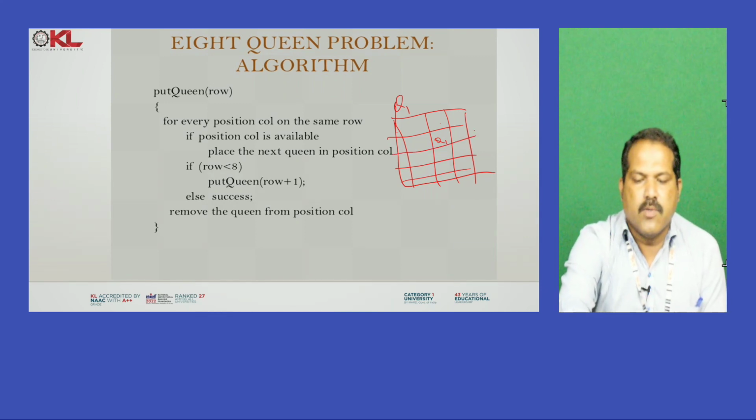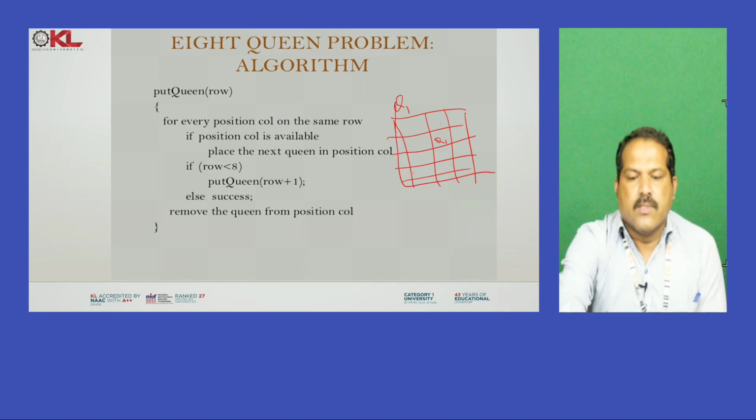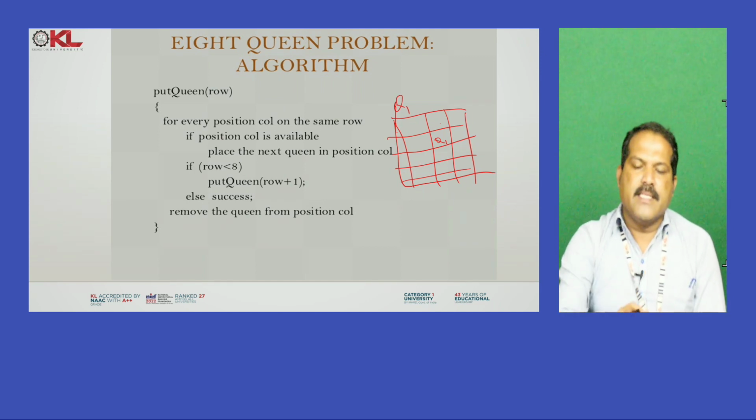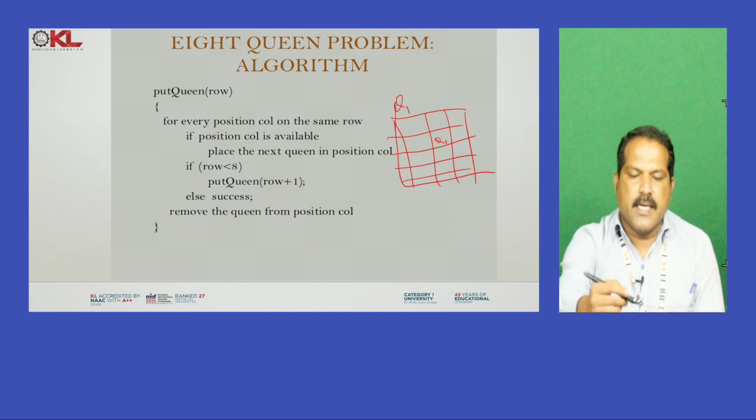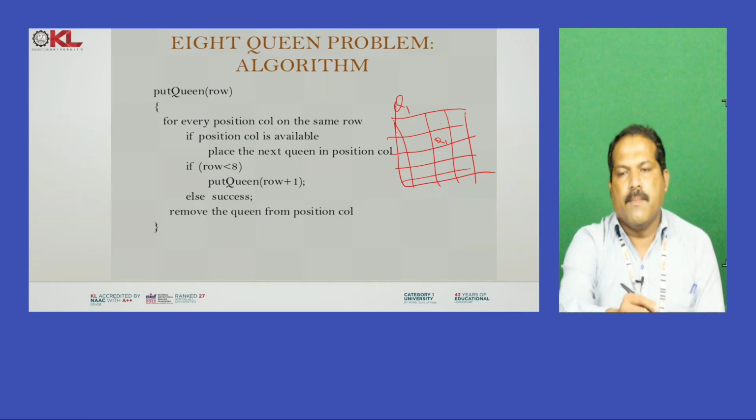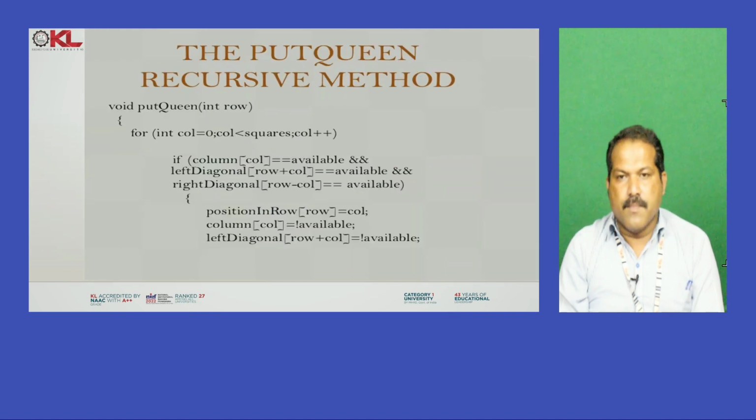Next row, first this row is over, next row plus 1, next row we are going to place the queen. So if it is okay, if it is success you can place, if it is not success, again remove the queen from the position and again you have to replace the queen in a particular position. This is the simple 8 queens problem algorithm.